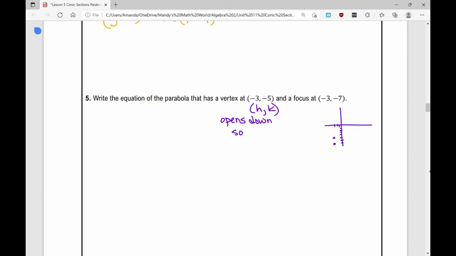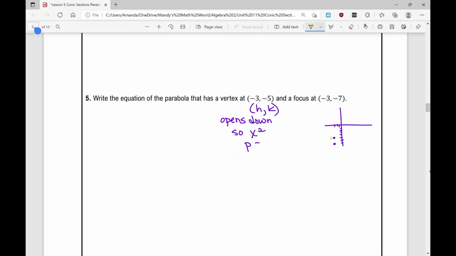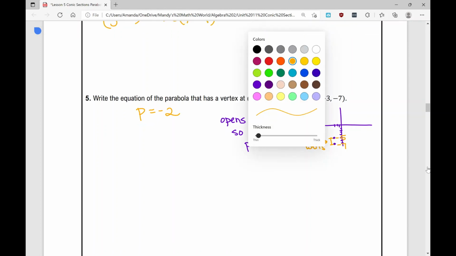It opens down, so I know I'm going to have x squared. And what else do I know? I know that p is negative. I also know that p is from -5 to -7, which has a distance of 2, which means p is -2. Did I do that too fast? I know this distance right here from -5 down to -7 has a length of 2 units. I know p is negative, so it's got to be -2.